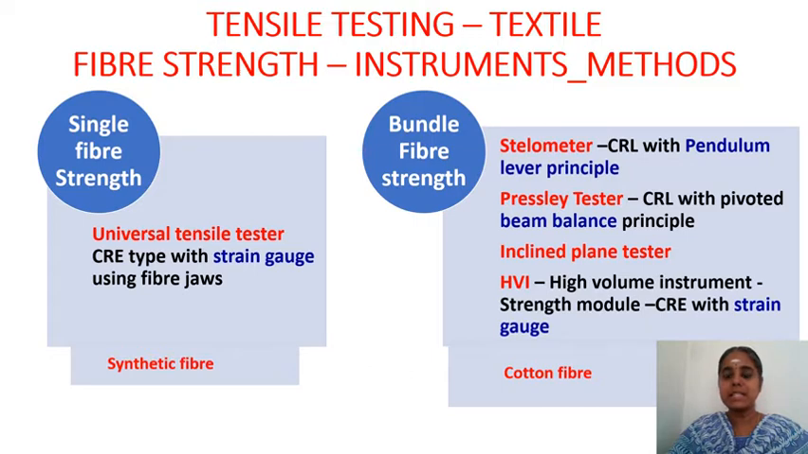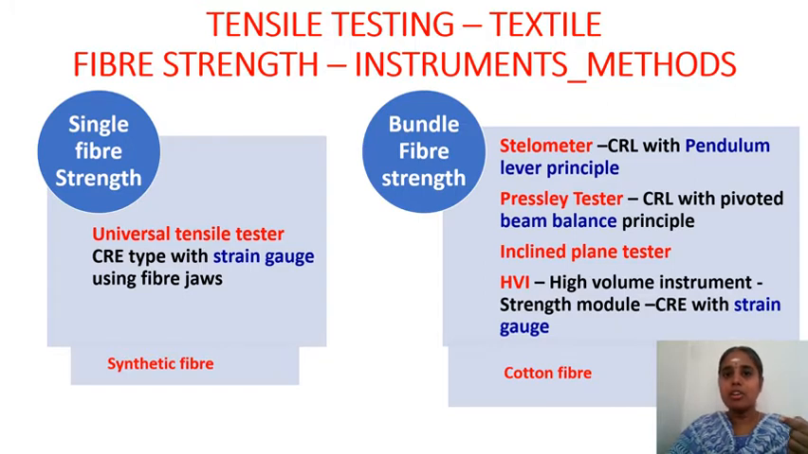Next is the Pressley tester. This is one more tester used for fiber bundle strength testing. The Pressley tester is also available, but it is not in perfect working condition. So the one which you use for bundle fiber strength testing in the laboratory experiment is the stelometer. The Pressley tester is available. You can have a view of that instrument. Both the jaws are similar for the stelometer as well as the Pressley tester.